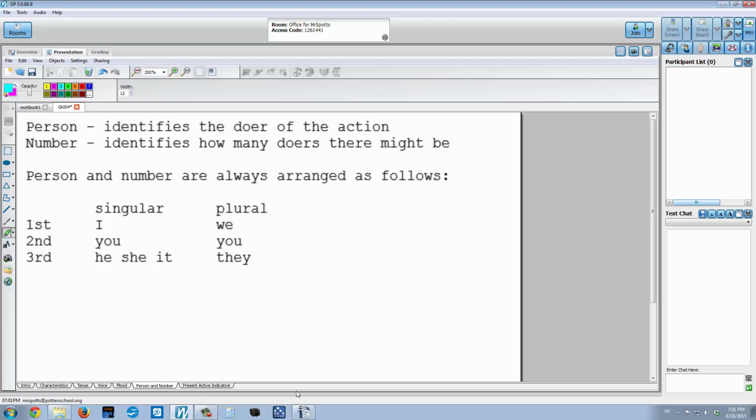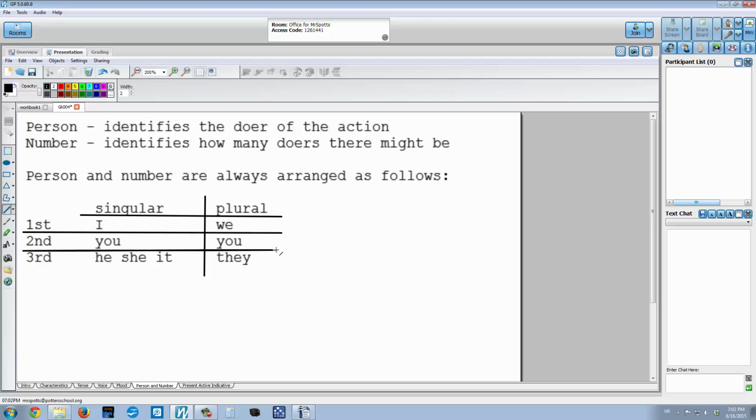Two other characteristics of verbs in the indicative mood are person and number, and those really we have to think about together. The person indicates who's doing the action, and the number indicates how many people or things are doing the action. And whenever we make a chart, we always arrange it this way. We have singular on the left and plural on the right. And we have the first person, then the second person, and then the third person.